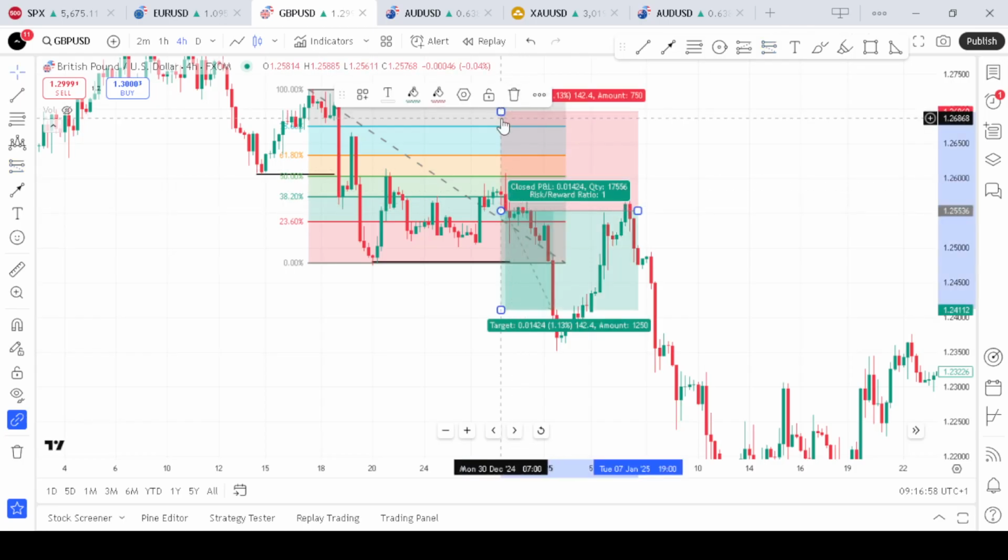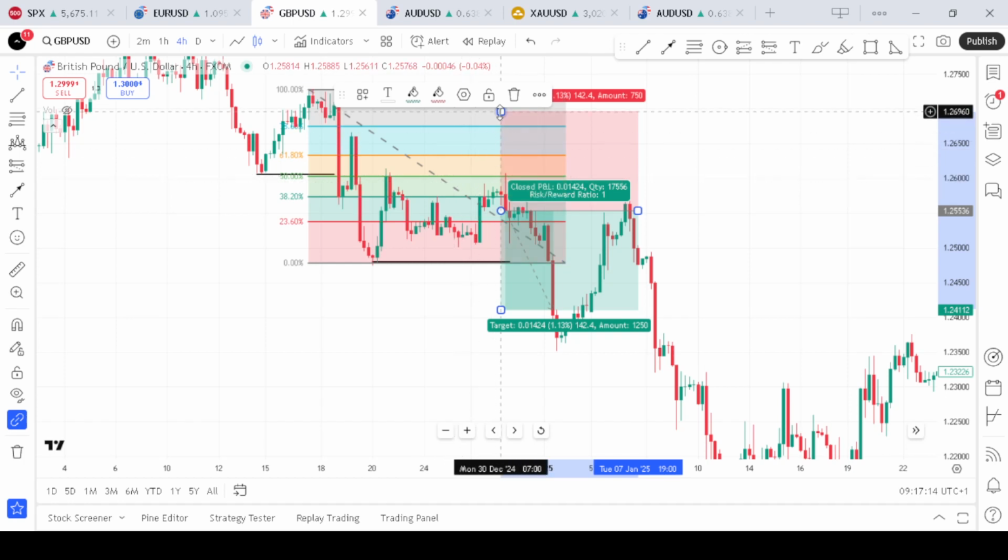Remember, if you enter your trade, stop losses are very important. You manage your stop loss by putting it just below, in terms of a long trade, just below the next Fibonacci level.